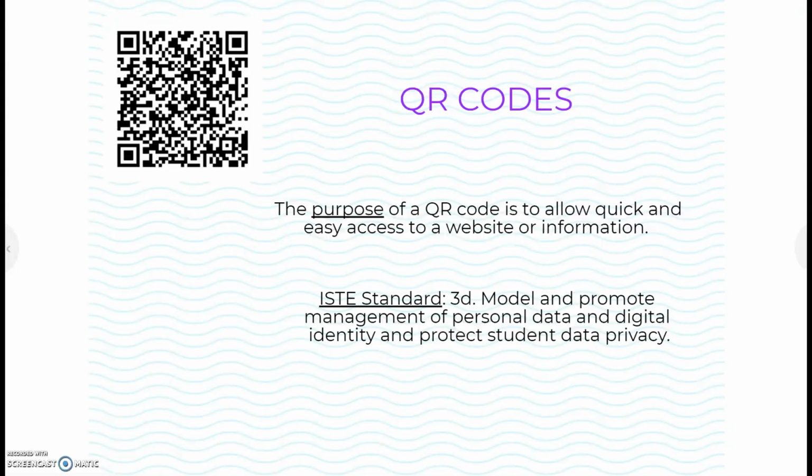You can use multiple different things for it. You can link websites to it, videos, Snapchat, so if you're in public and you see one, just snap a picture of it and it'll take you to where you need to be. I relate it to the ISTE Standard 3D Model and Promote Management of Personal Data and Digital Identity and Protect Student Data Privacy. The QR code itself does not say anything on it about my personal information, so there is a privacy aspect to it, and I think it would be good for everybody to have one of those to share easily but still be protected.